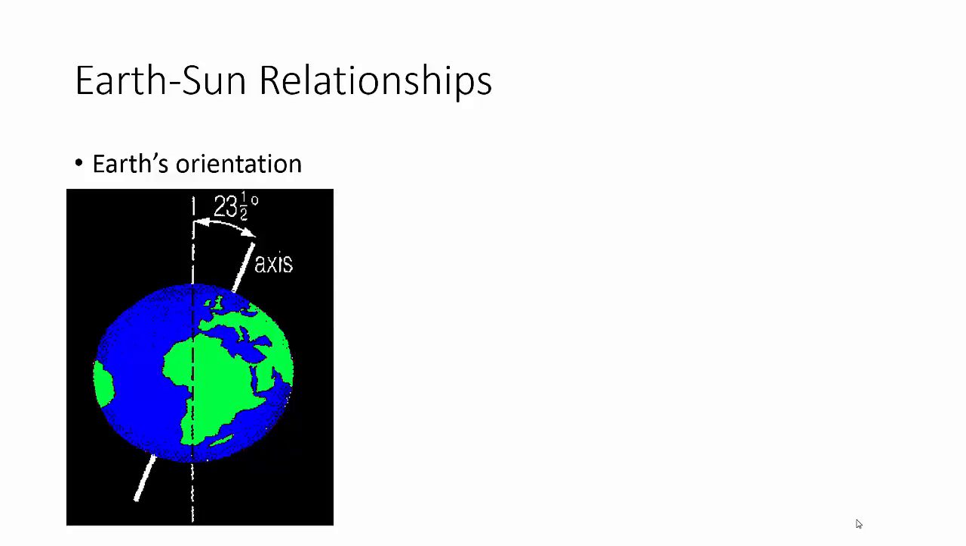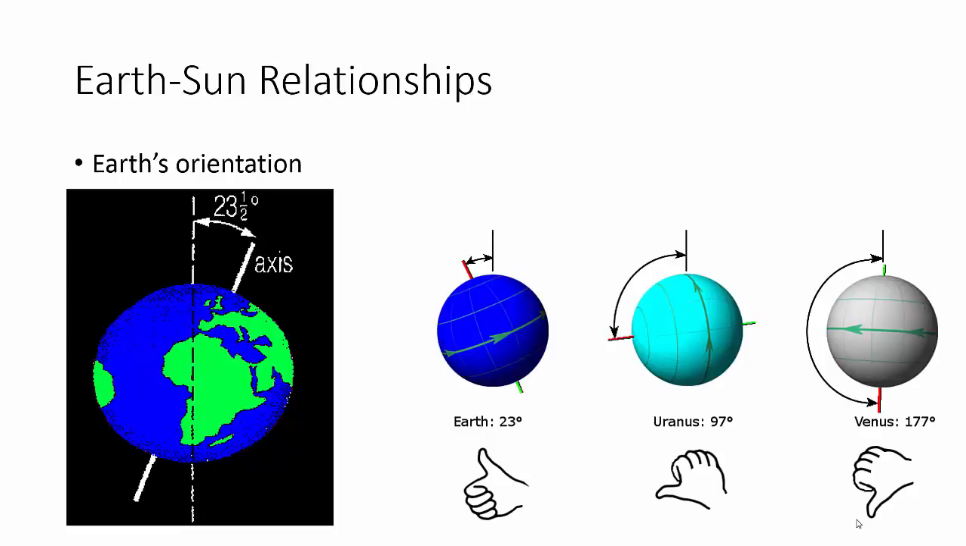Ta-da! Earth's orientation. 23.5 degrees, just like the incline of the zodiacs. However, we are not the strangest. When I first learned that we're not straight up and down, I thought that was kind of strange. And I'm like, wow, the Earth is a little bit odd. The Earth is a little bit odd, but that's not why.